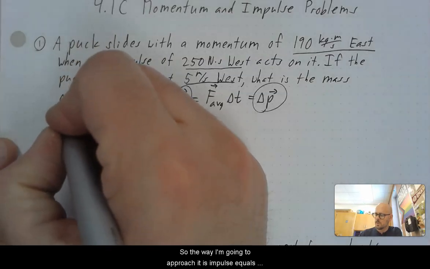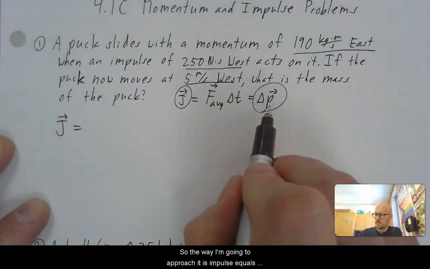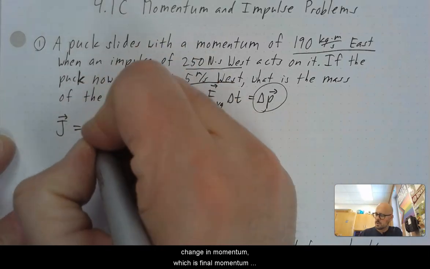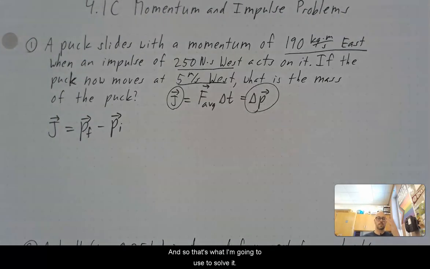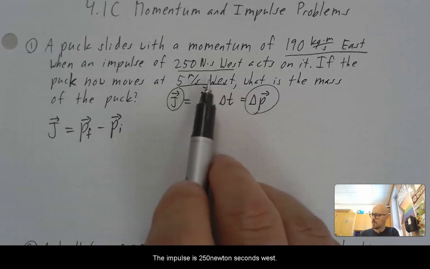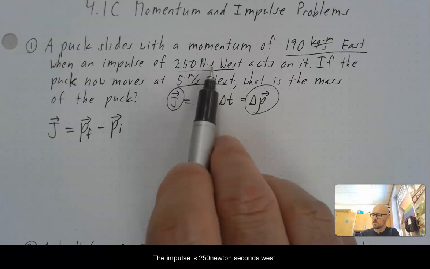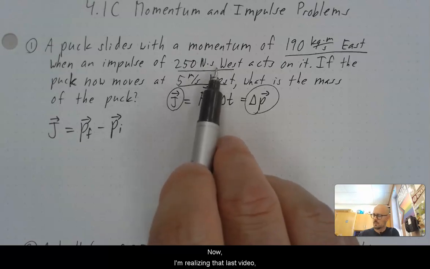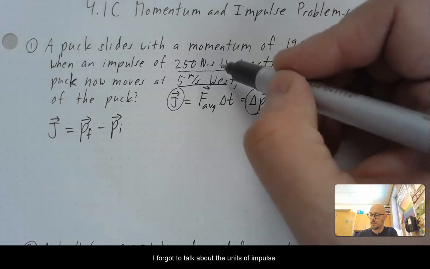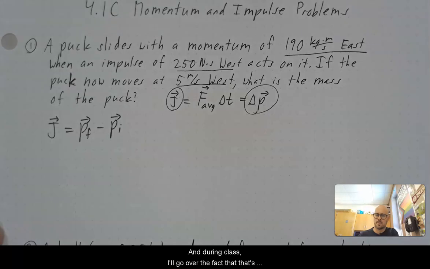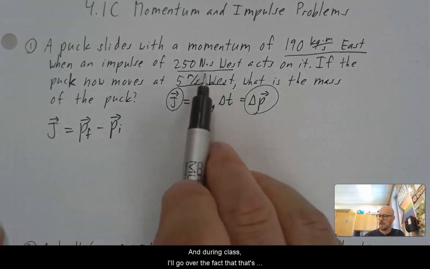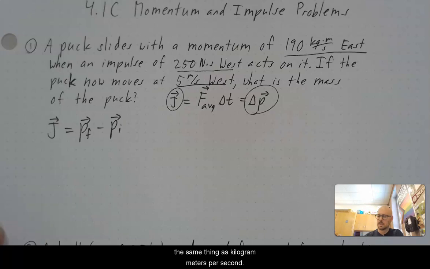So the way I'm going to approach it is impulse equals change in momentum, which is final momentum minus initial momentum. And so that's what I'm going to use to solve it. I have to pay close attention to direction, and so I'm going to fill in whatever I can. The impulse is 250 Newton seconds west. Now I'm realizing that last video I forgot to talk about the units of impulse, but since it's force times time, it's Newton seconds, and during class I'll go over the fact that that's the same thing as kilogram meters per second. Sorry about that.